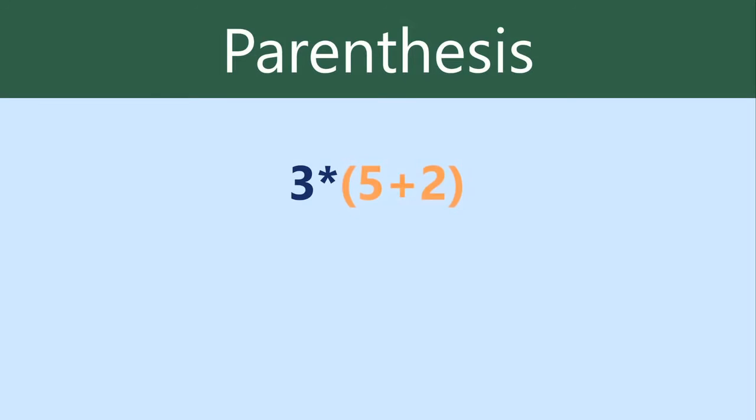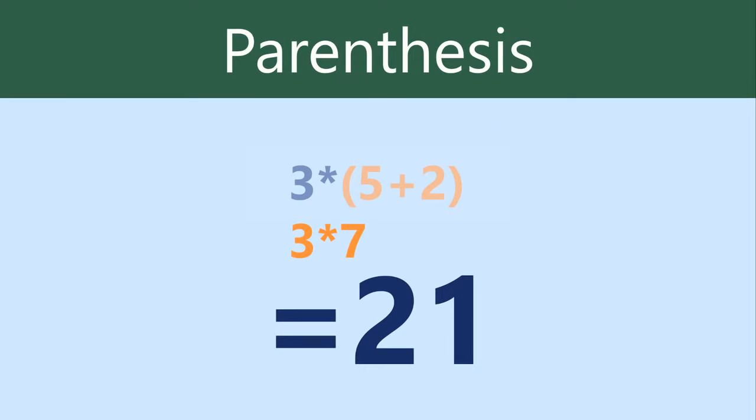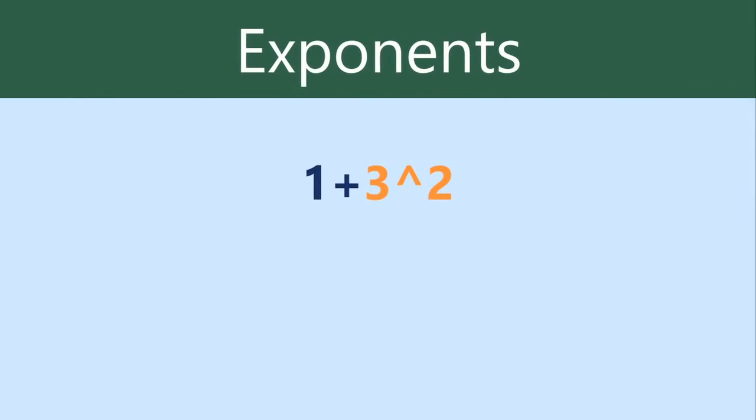In this formula, 5 plus 2 is in parentheses, so we'll calculate that first to get 7, and then we can just multiply 3 times 7 to get 21. This formula contains an exponent, 3 to the power of 2. We'll need to calculate that first, and then we can do the addition.